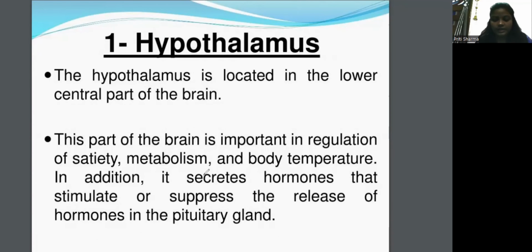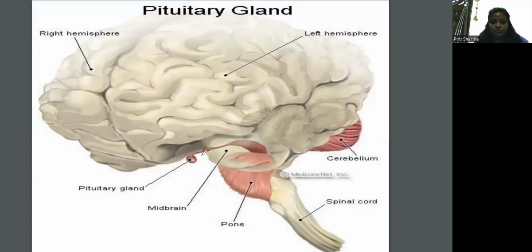The pituitary gland is a pea-shaped gland which is located beneath the hypothalamus. It is not larger than a pea. You can see in this picture, it's just a small pea shape.